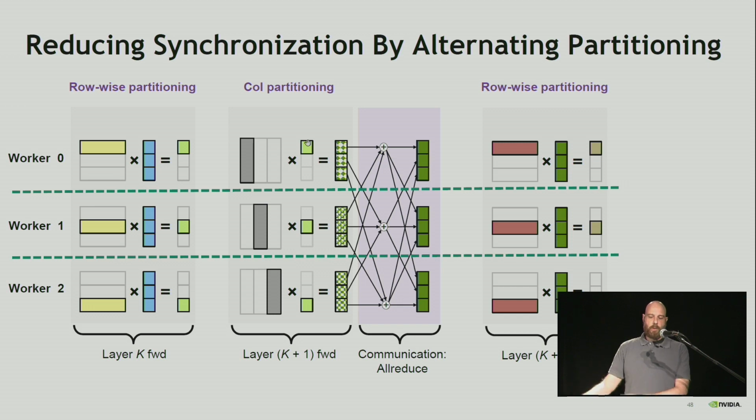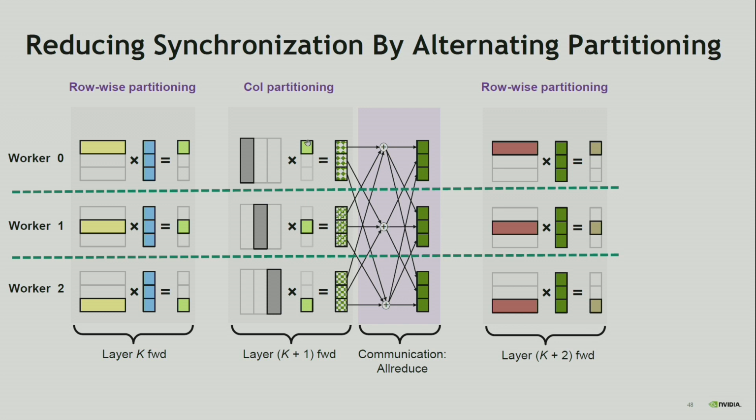So here I've also added another layer. So effectively by interleaving these partitionings, you will have a row-wise partitioned layer, column-wise partitioned layer, row-wise layer, column-wise layer, and so on. And the idea is now you'll only have communications after a pair of layers rather than after every single layer. Now, communication is a bit more expensive because you will need an all-reduce pattern.